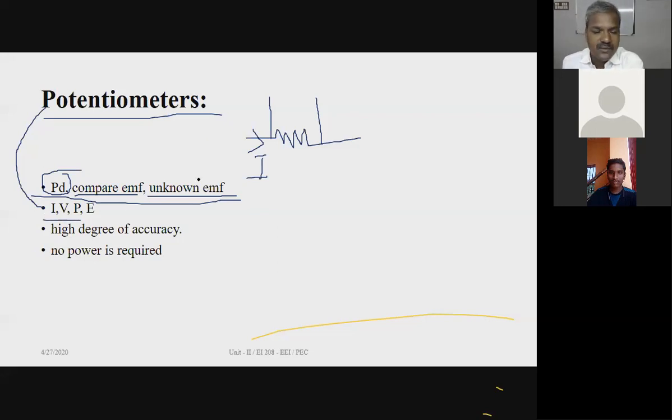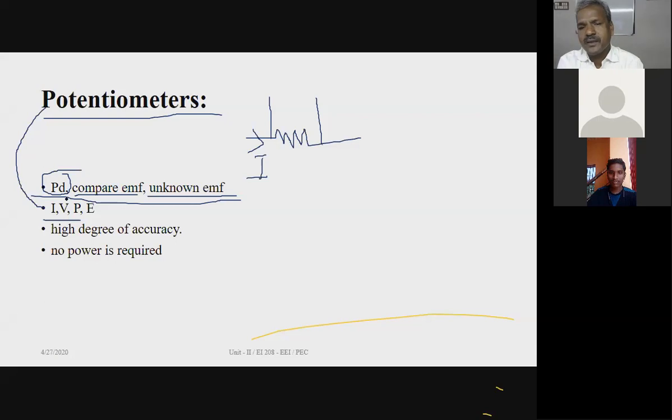A very important thing is that we can also use the potentiometer for calibration of ammeter, voltmeter, and wattmeter. So we are going to cover how the potentiometer works, how it can be used to measure current, voltage, and power, and how it is used to calibrate the ammeter, voltmeter, and wattmeter. These are all important topics in the DC potentiometer.